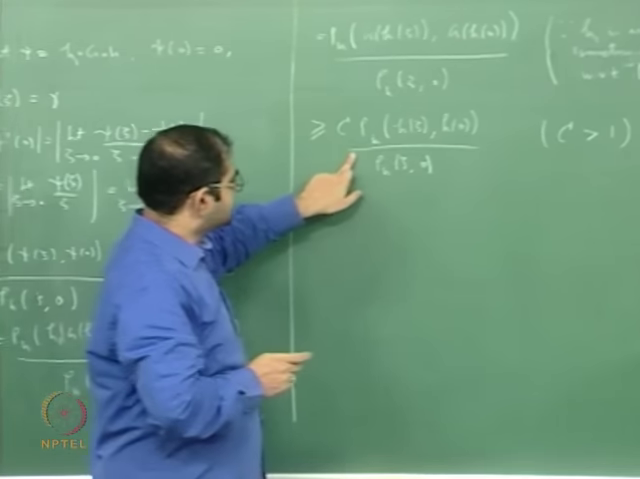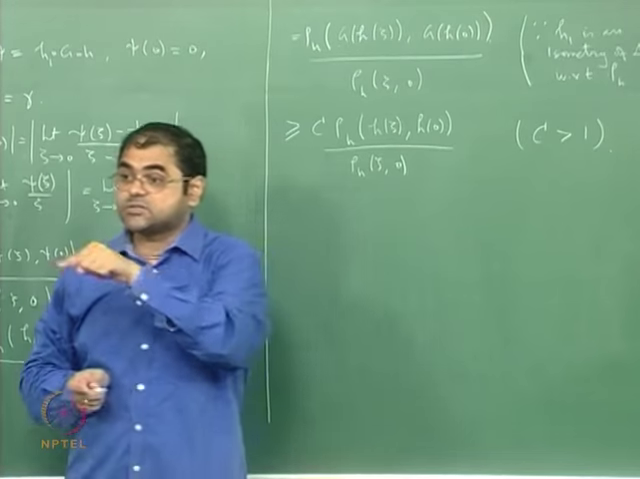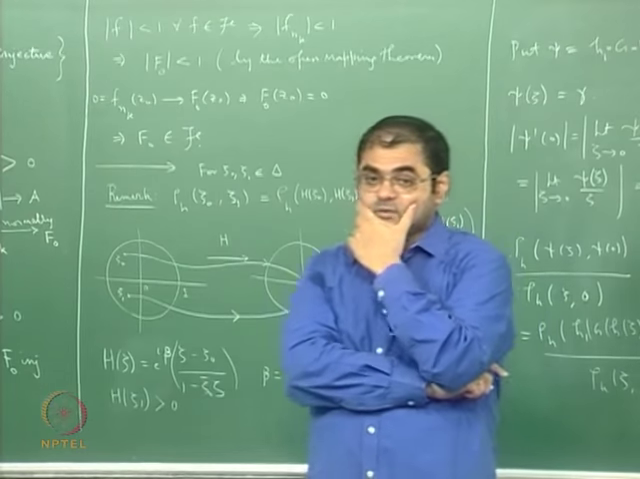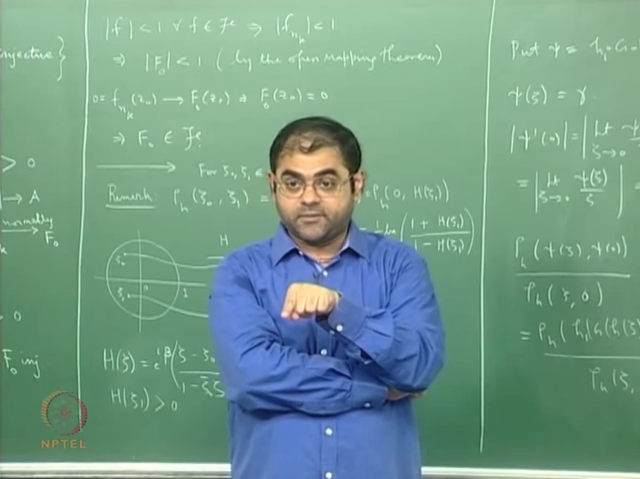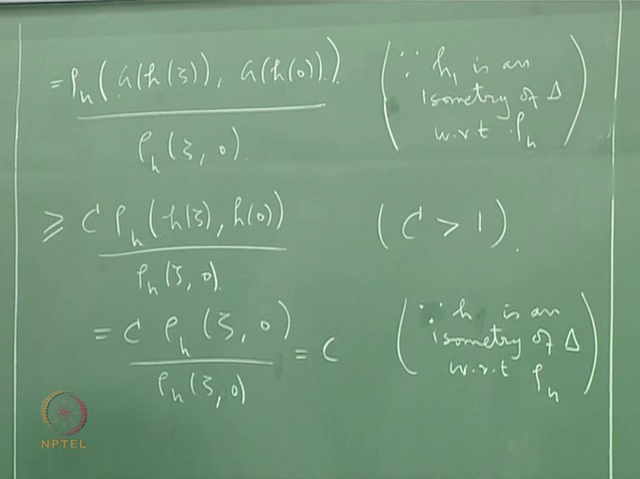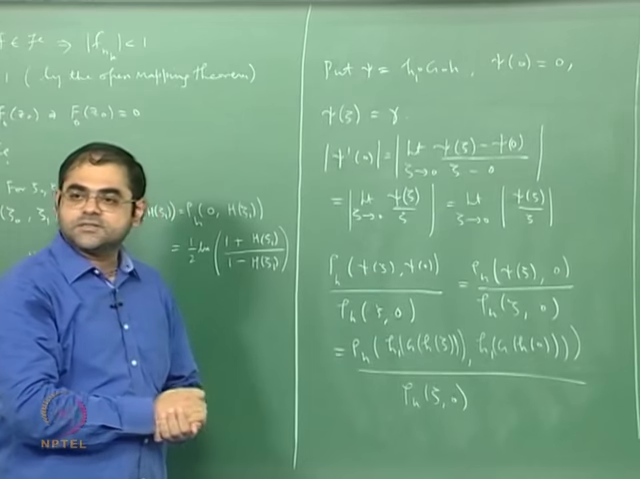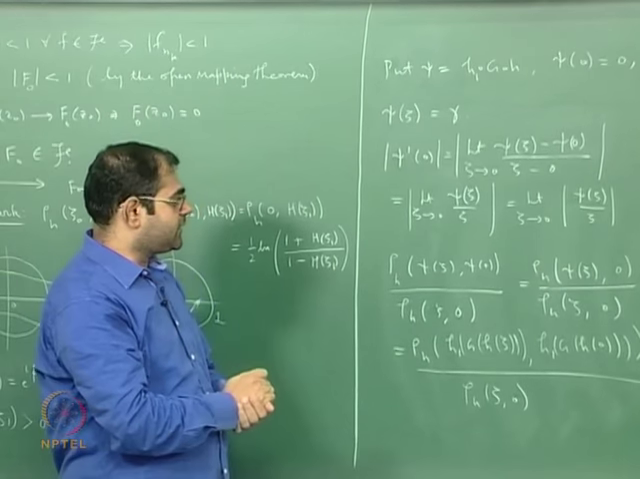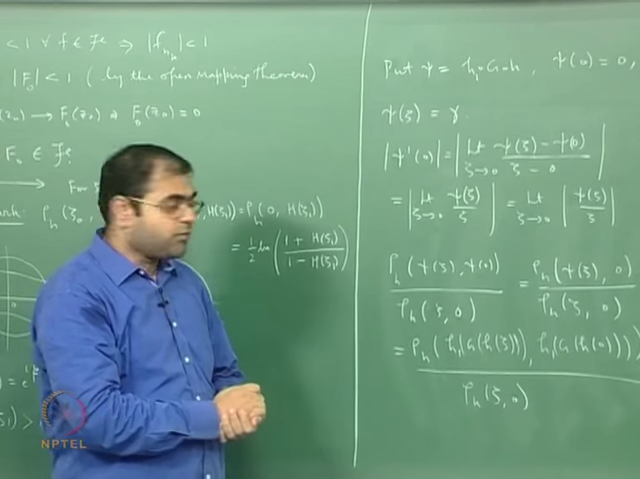So I will get this, but if you look at small h, small h is also an automorphism of the unit disk, so small h is also an isometry with respect to the hyperbolic metric, so in the numerator I can knock off that h. So finally this ratio turns out to be greater than or equal to c, which is greater than 1, okay.